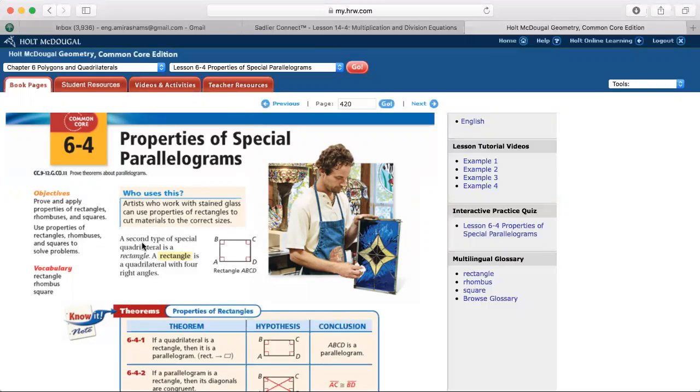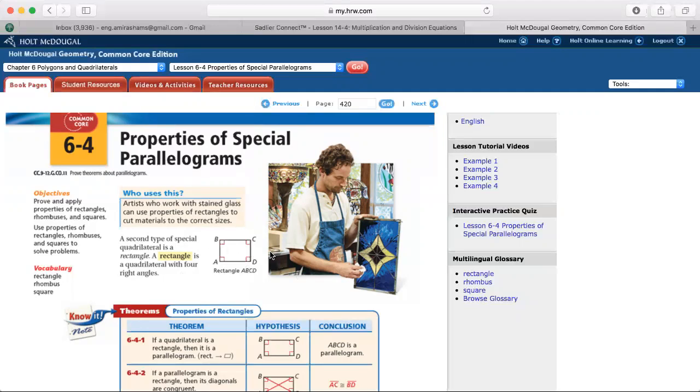Okay, girls? A second type of special quadrilateral is a rectangle. Special quadrilaterals, we learned the parallelogram. The next one, the second one, is a rectangle. A rectangle is a quadrilateral with 4 right angles. This is the difference between the rectangle and the parallelogram. In the rectangle, the 4 angles are 90 degrees. Each angle is 90. So of course the two corresponding are equal and the two consecutive are supplementary.